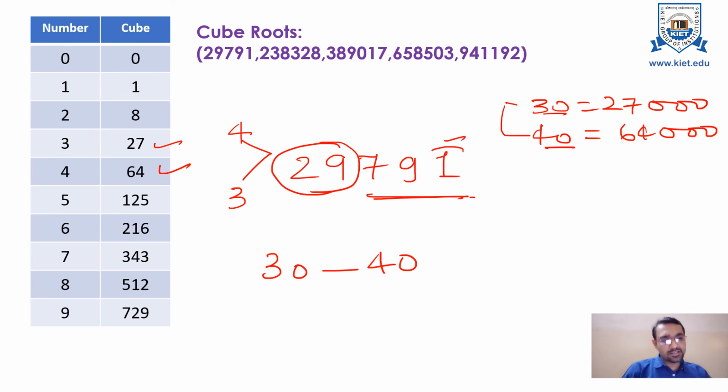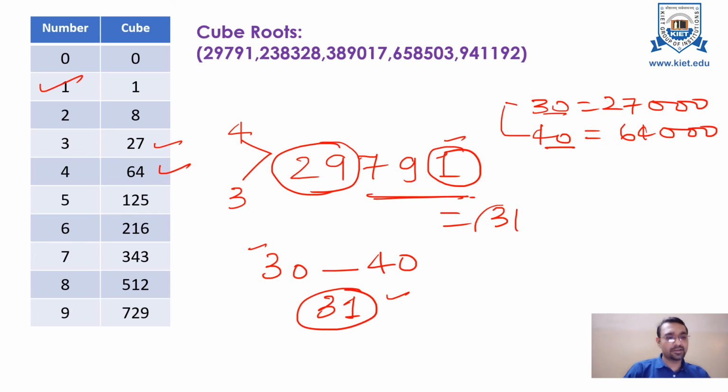Next you have to observe the unit digit. How do you get the 1? You get the 1 only from the cube of 1. So the unit digit of the number must be 1. Only a single number is possible, that is 31, the number whose unit digit is 1 and that lies between 30 and 40. So the cube root of this number will be 31.